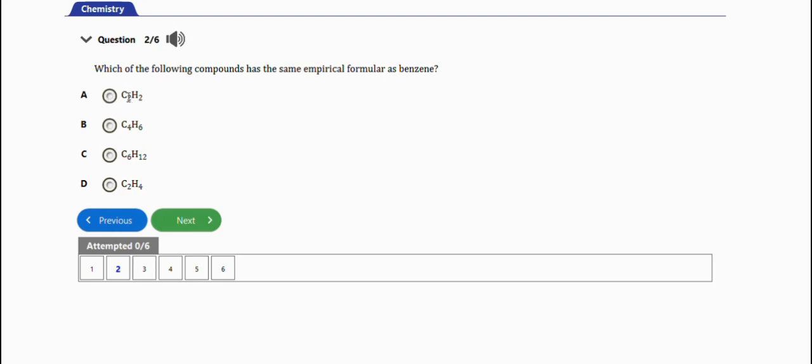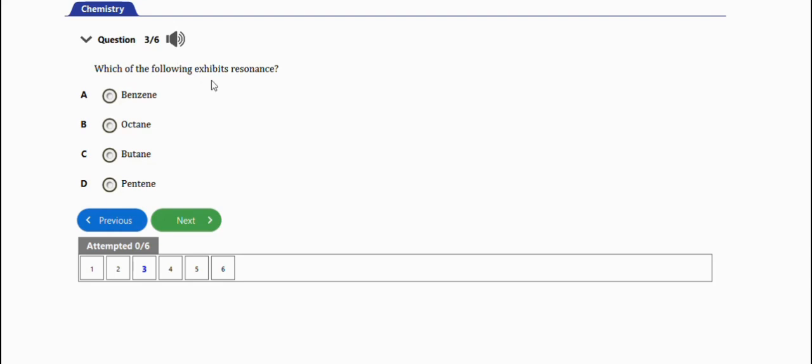We have here C2H2. So this compound we have here has the same empirical formula as benzene. Alright, so this is our ethyne. That's it for this question. The next question will be this one.